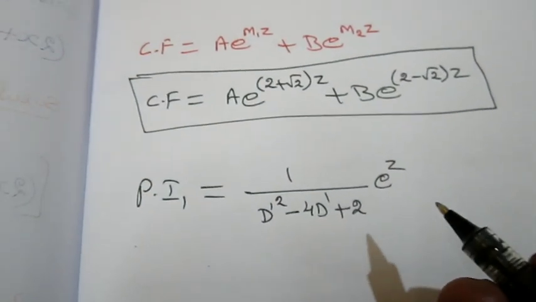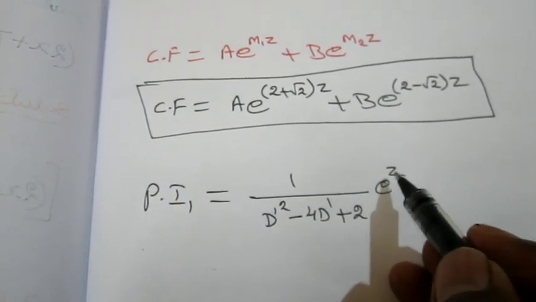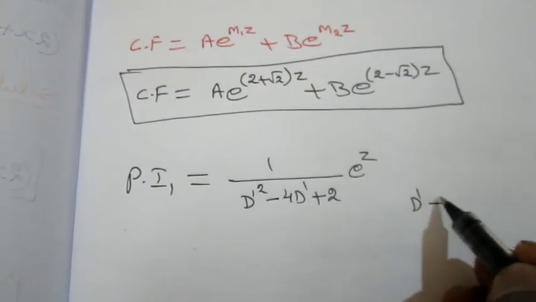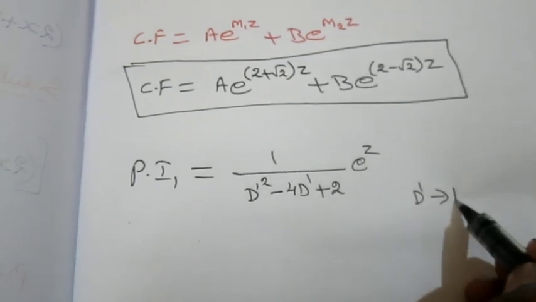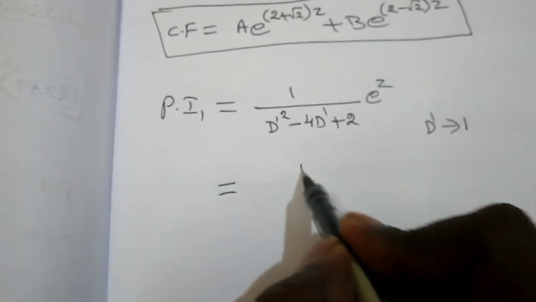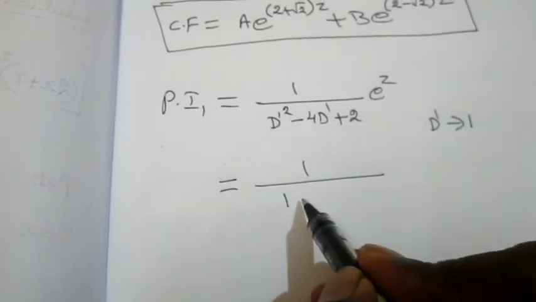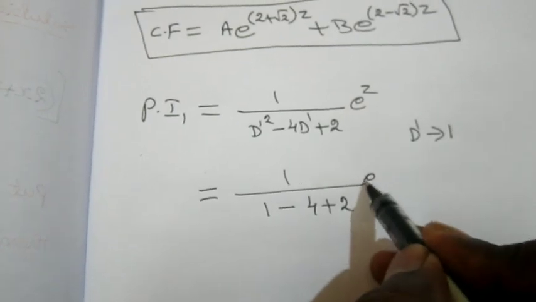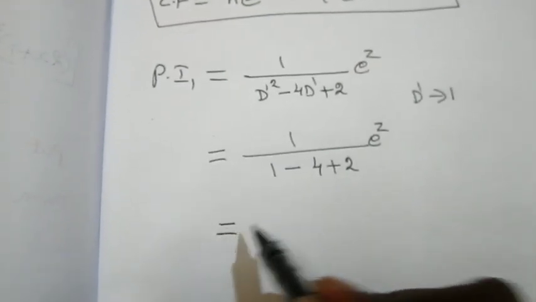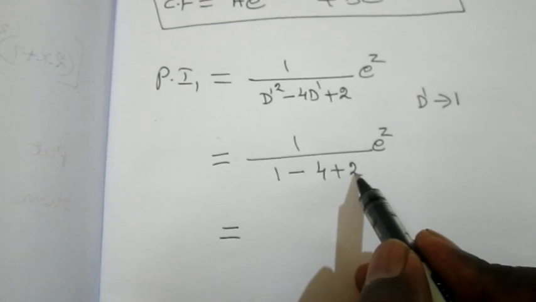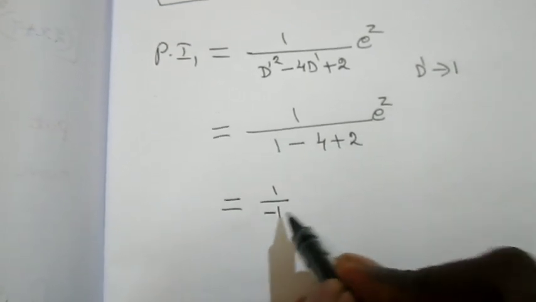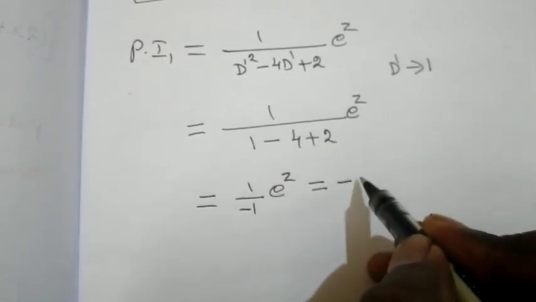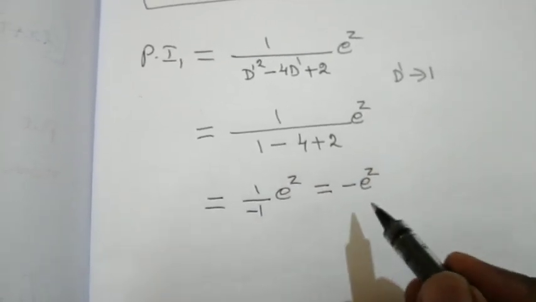So this is the first type, e power a z. What is the coefficient of z? 1. So here D dash is replaced by the coefficient of z, 1. So 1 by 1 square minus 4 into 1 plus 2, into e power z. Finally, this is 1 by 3 minus 4, which is 1 by minus 1, into e power z, which implies minus e power z. So this is particular integral 1.